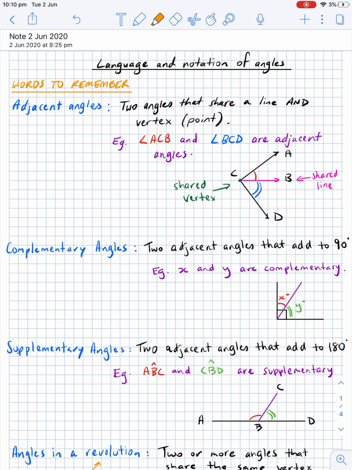If you can see here, for the angle ACB, notice that our C has to be in the middle when we're saying this angle ACB, because our point is at the C. So angle ACB is adjacent to BCD. Literally this angle here is adjacent to this angle here because they both share this line and they both share this vertex. They've both got their point at that same dot.